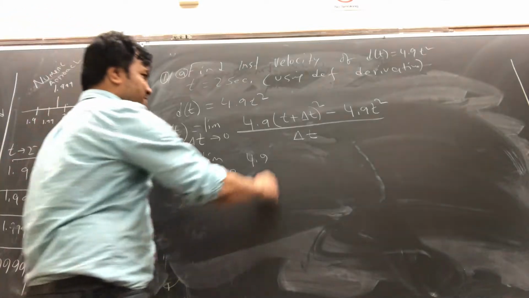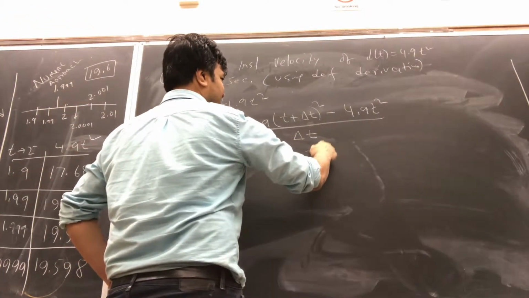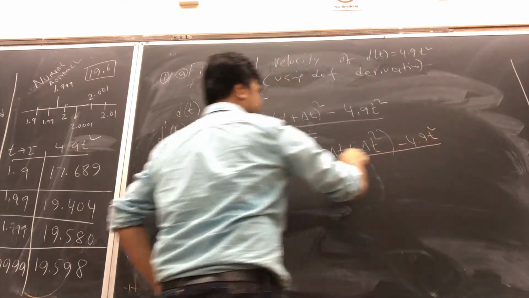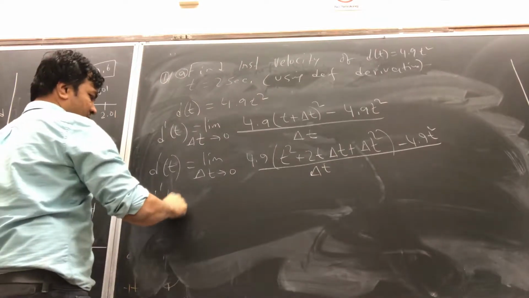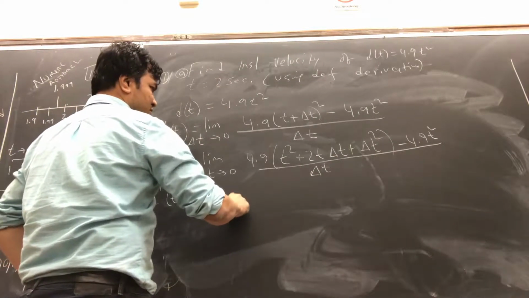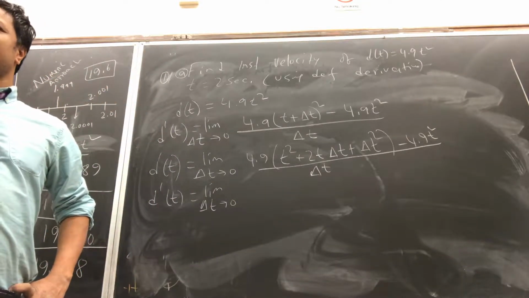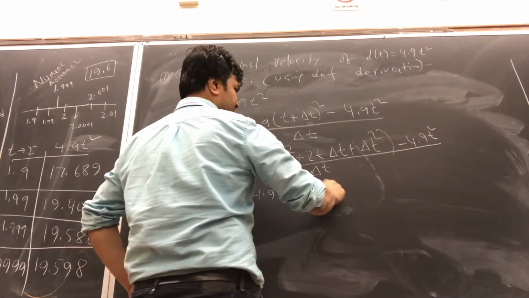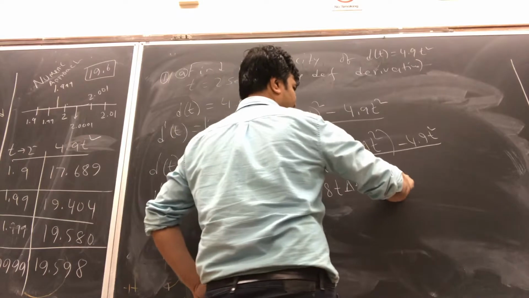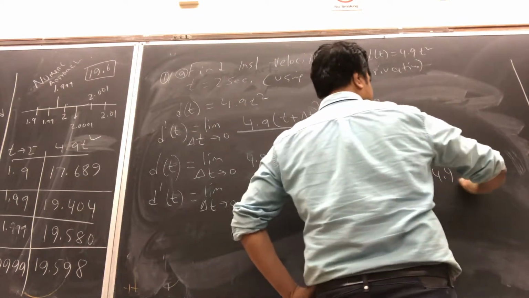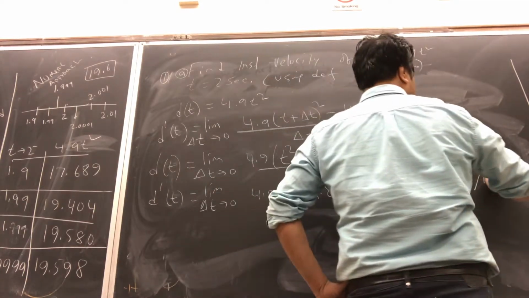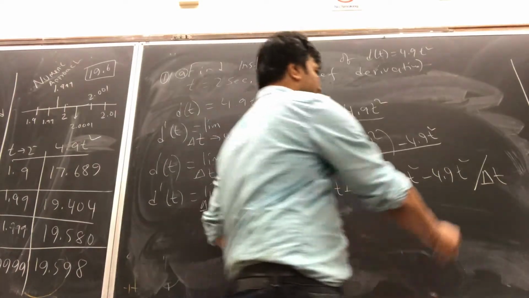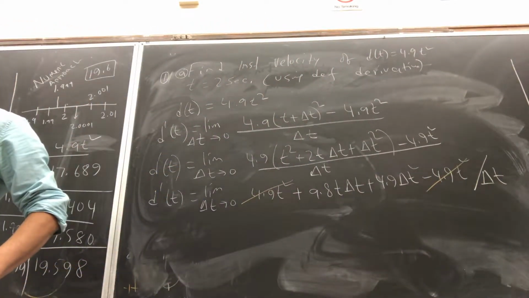4.9. What are you gonna write? t squared plus 2t delta t plus delta t squared minus 4.9 t squared over what? Over delta t. So d prime of t is equal to the limit as delta t goes to 0. We gonna do what? The distribution. So 4.9 t squared plus 9.8 t delta t plus 4.9 delta t squared minus 4.9 t squared, over everything over delta t. Hopefully something cancels. You see that, right? And that's very important. If nothing cancels, then you must go back, take a look, and fix it.